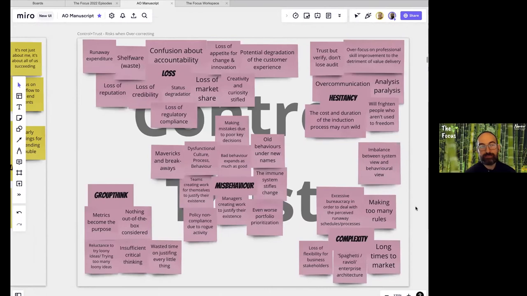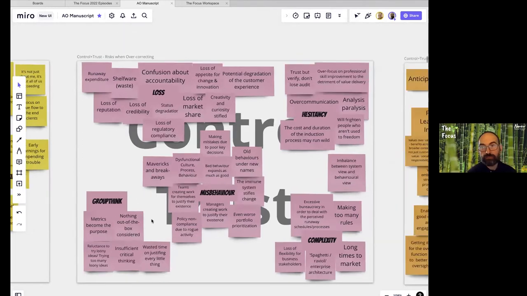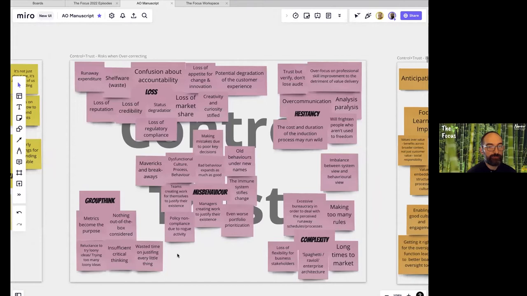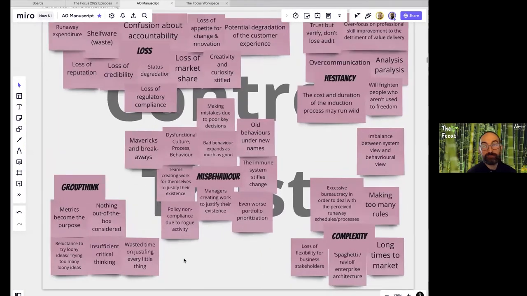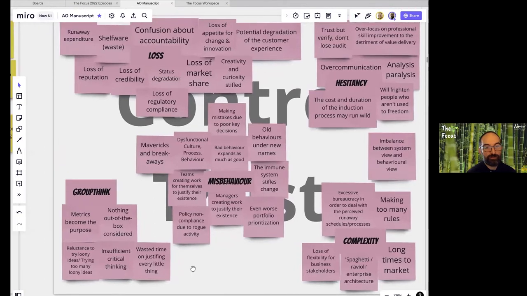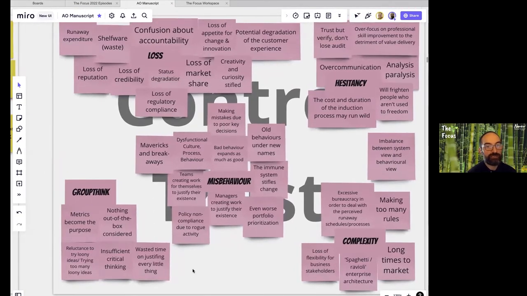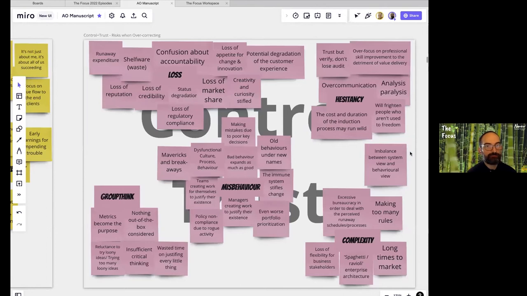Then related to that, there's a lot to do with hesitancy. There are challenges in that space. There's groupthink, where we have numerous people falling into line and synchronizing on not so good ideas. We have misbehaviors of various kinds, and we have challenges of complexity. What happens when there isn't enough clarity of purpose and focus and control? Things can get confused and delayed through complexity.